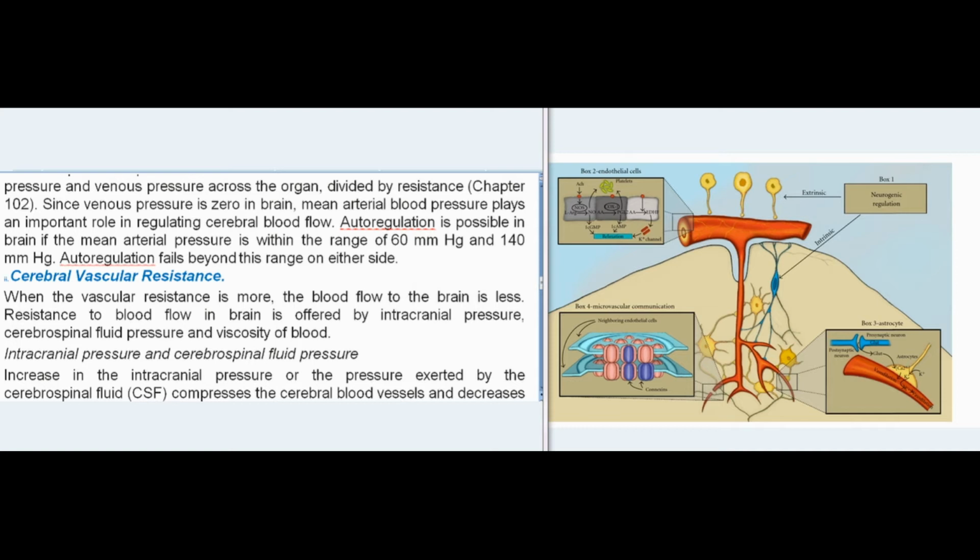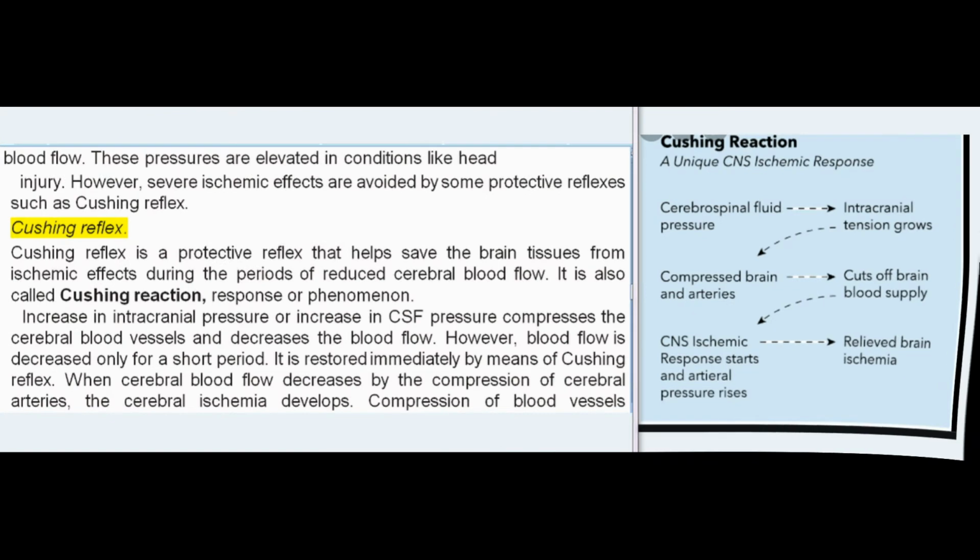When the vascular resistance is more, the blood flow to the brain is less. Resistance to blood flow in brain is offered by intracranial pressure, cerebrospinal fluid pressure and viscosity of blood. Intracranial pressure and cerebrospinal fluid pressure: increase in the intracranial pressure or the pressure exerted by the cerebrospinal fluid, CSF, compresses the cerebral blood vessels and decreases blood flow. These pressures are elevated in conditions like head injury. However, severe ischemic effects are avoided by some protective reflexes such as Cushing reflex.